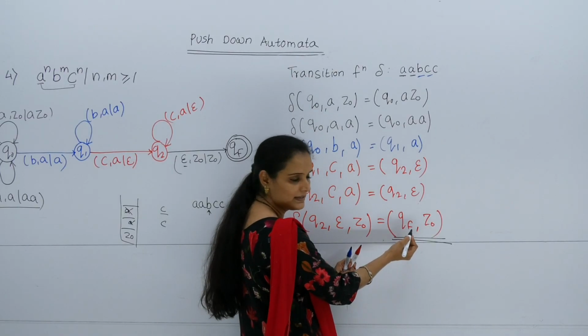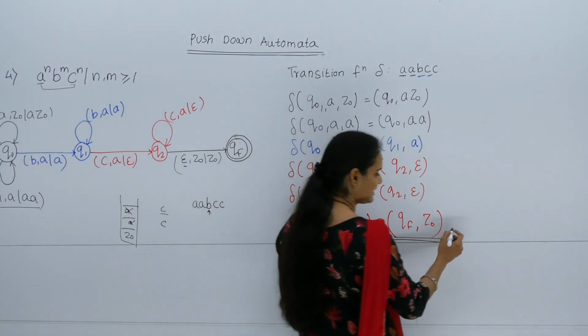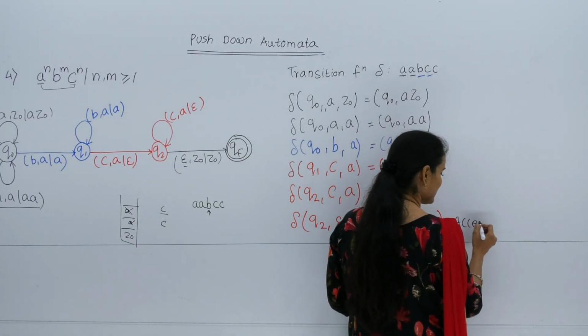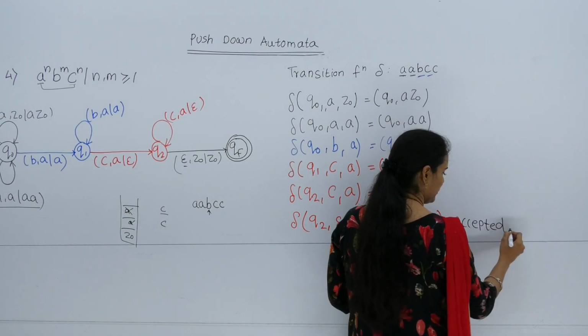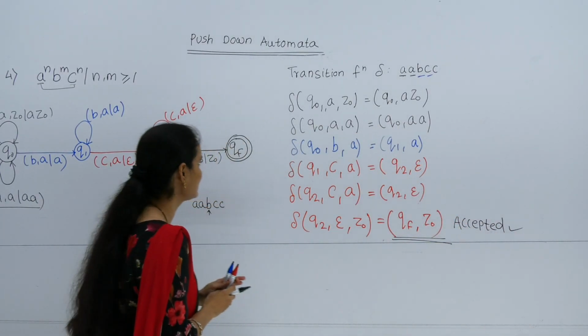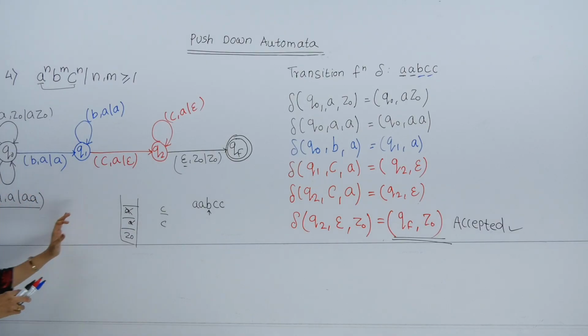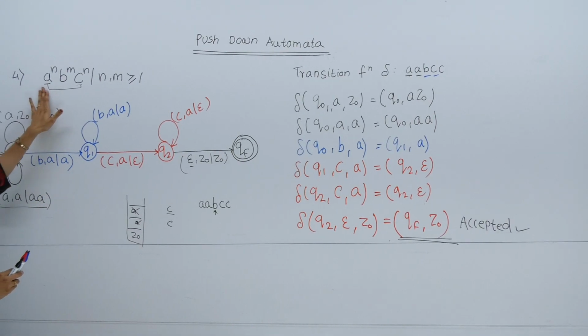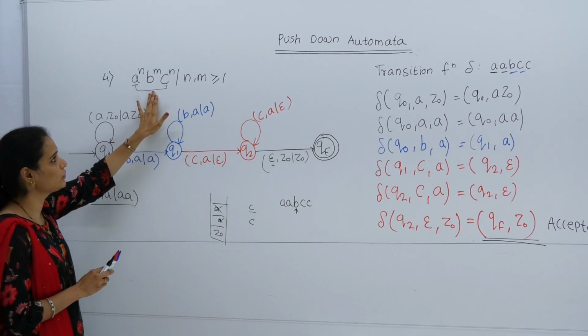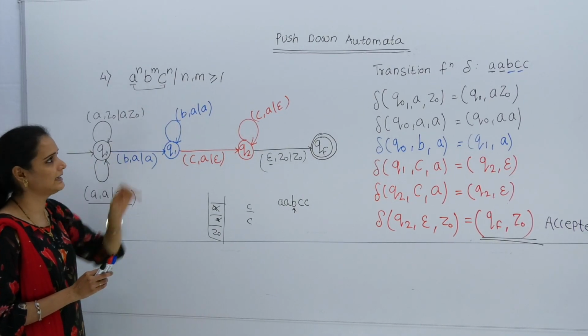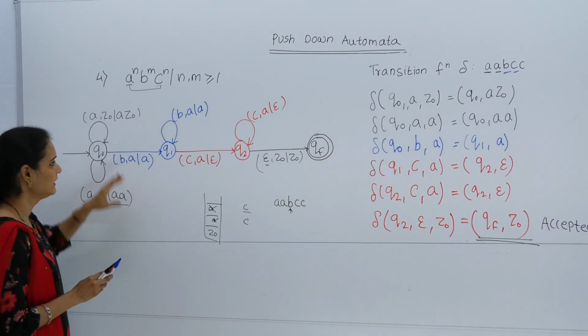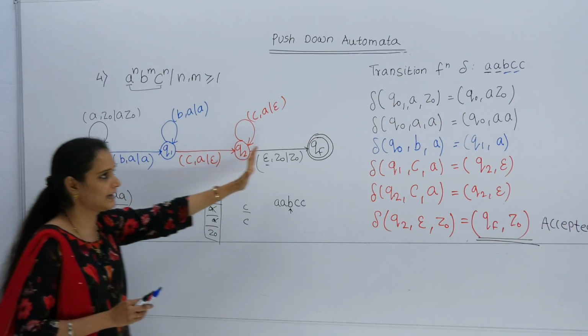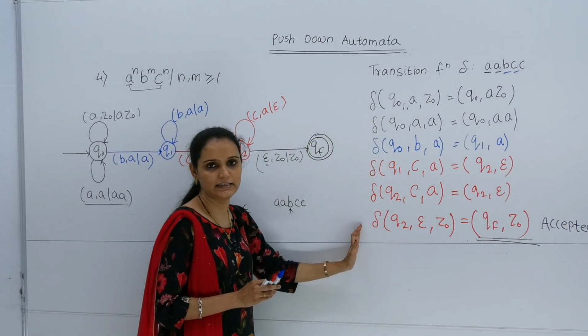Final state means acceptance state, and top of the stack is Z0, which means my string is accepted. So this is our fourth example related to the push down automata, a raised to n, b raised to m, c raised to n. That is our state transition diagram and here it is the transition function.